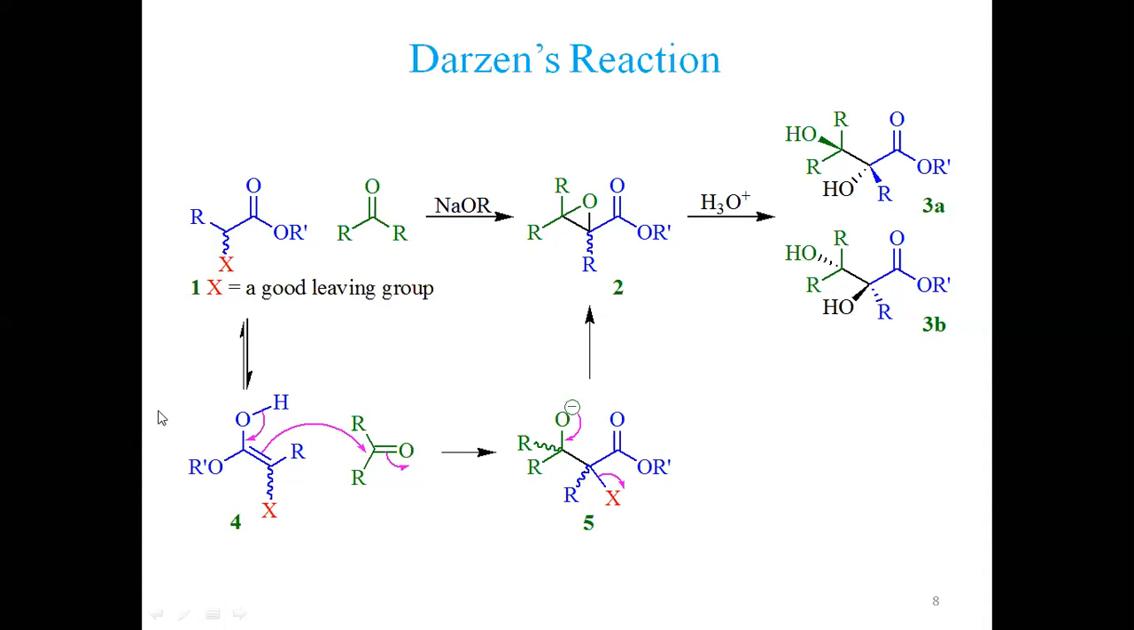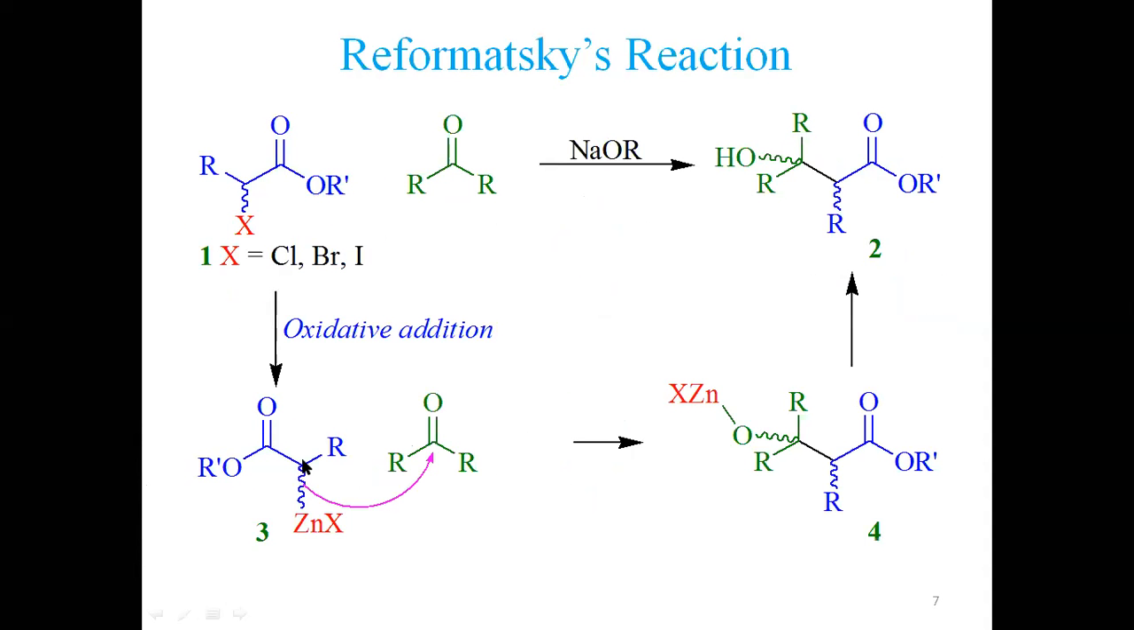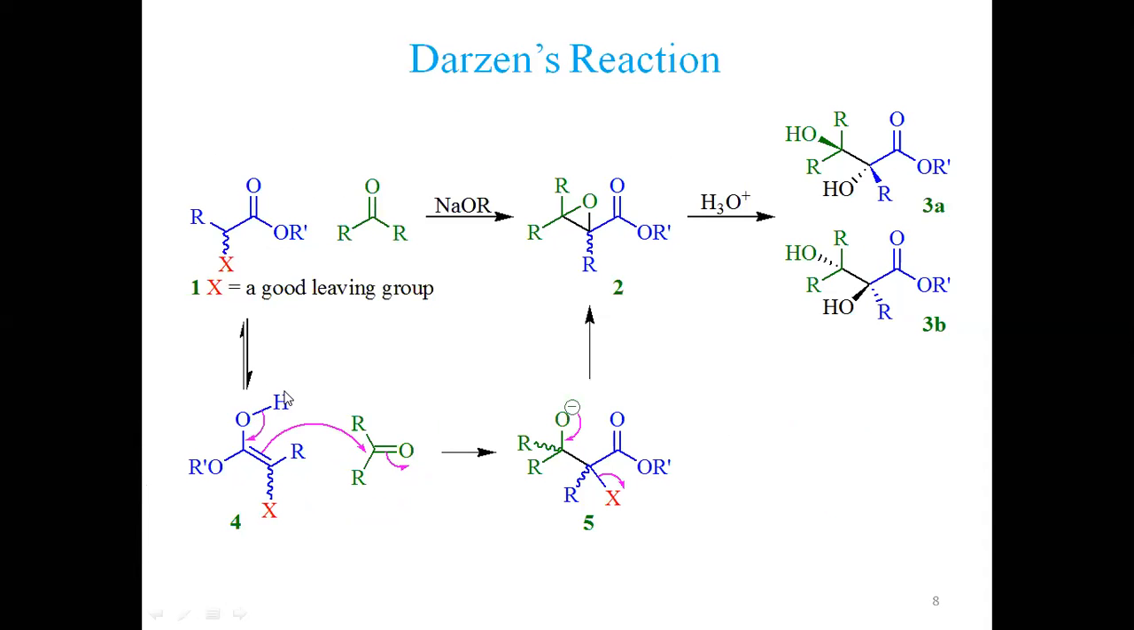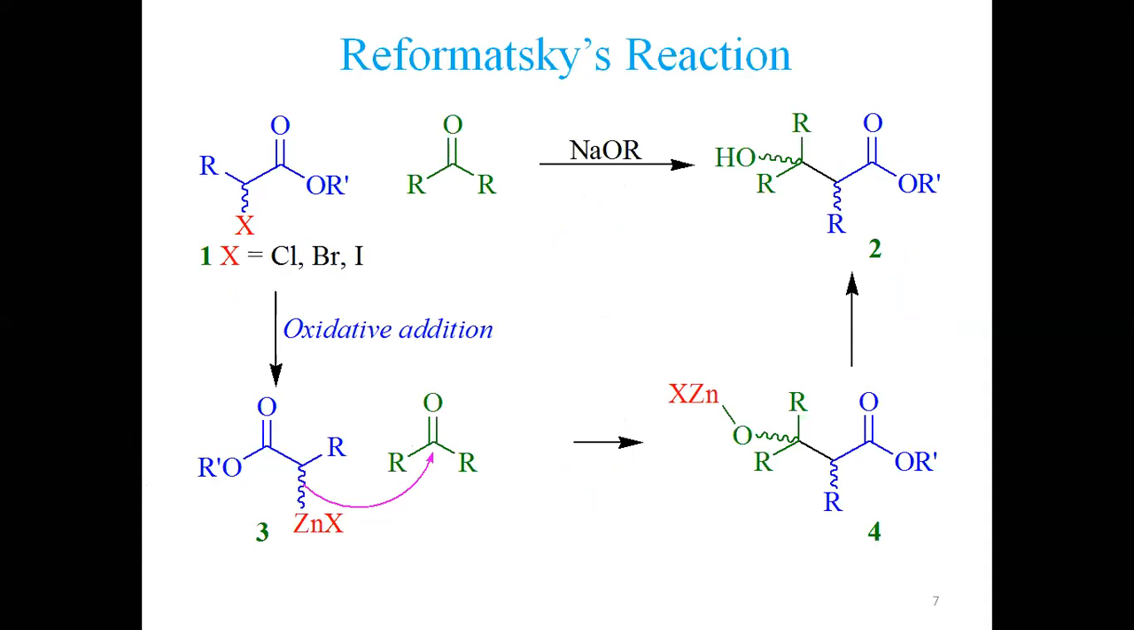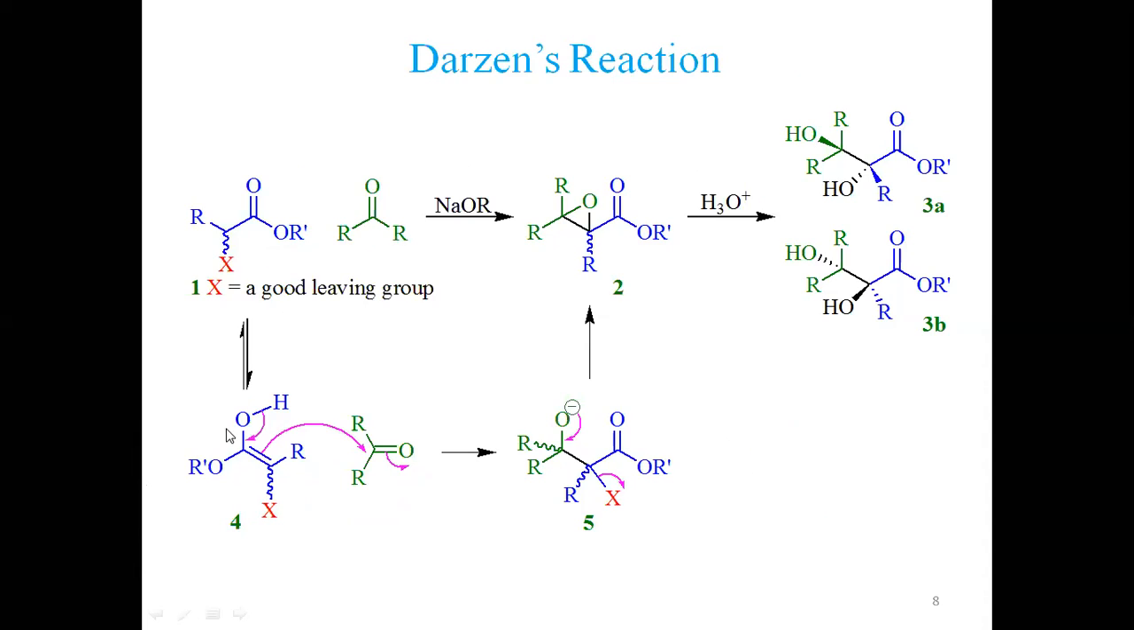This is almost the same reaction you have seen previously, very similar. This carbon is transferring electrons, but the mechanism is different. Here we are not generating any organometallic, but here we are generating an enolate. This is the difference. In the previous one we were using an organometallic compound. This is not an organometallic. This is a simple enolate.